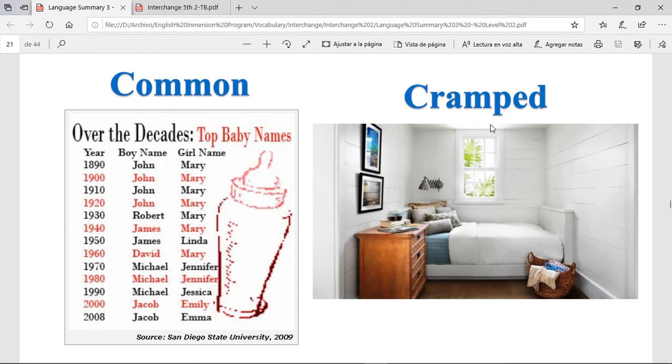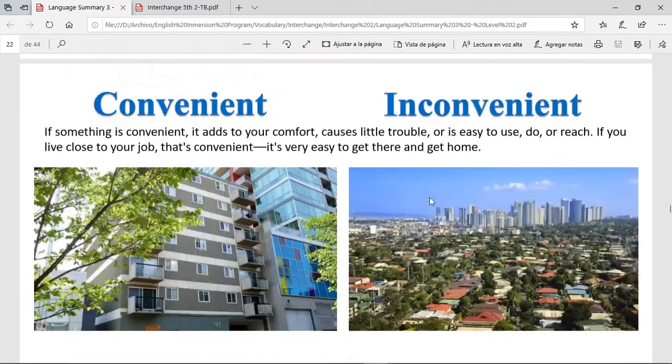Okay. Cramped. When something is cramped is when it's a small space. For example, this bedroom is cramped. Here we have the bedroom, and basically that's it. It's going from one wall to the other wall.